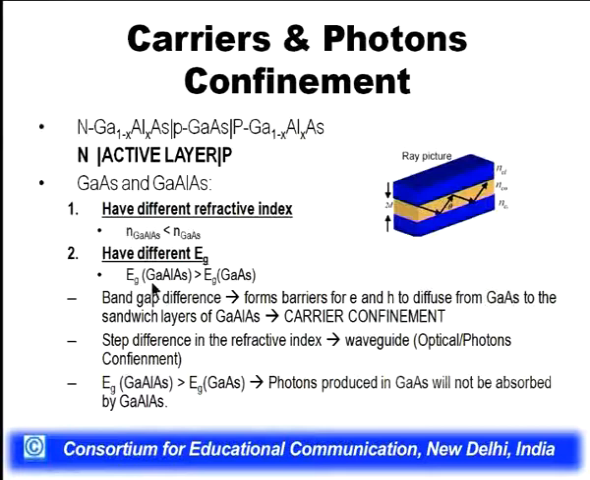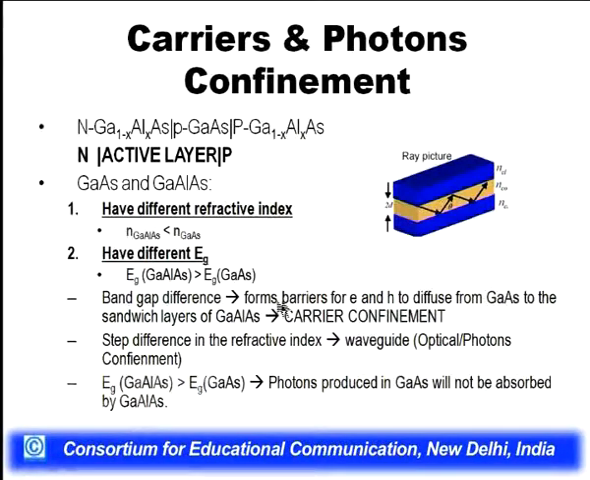And here we see that the band gap is also different. The band gap of gallium aluminum arsenide is more as compared to the band gap of gallium arsenide. If we define any heterojunction or homojunction laser, then these two conditions are a must. The refractive index of the active medium, the active layer, must be high. The band gap of the active medium must be low.